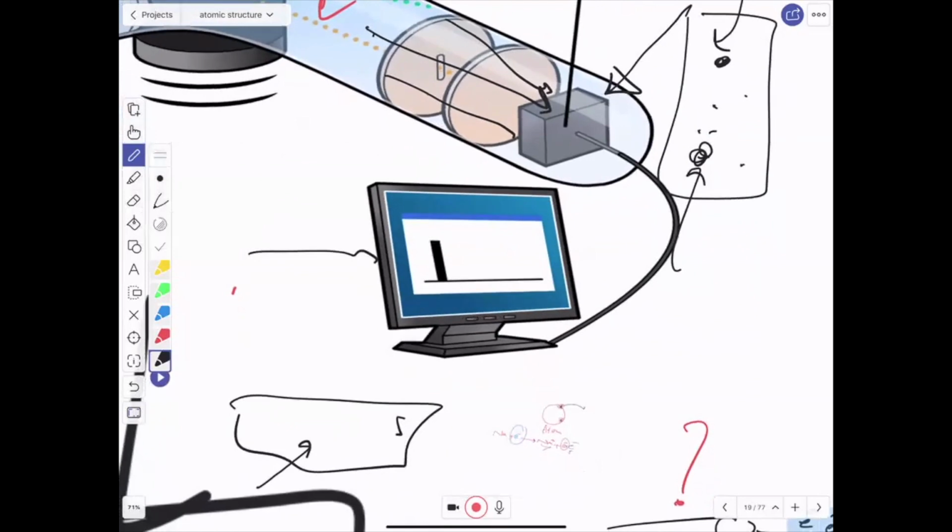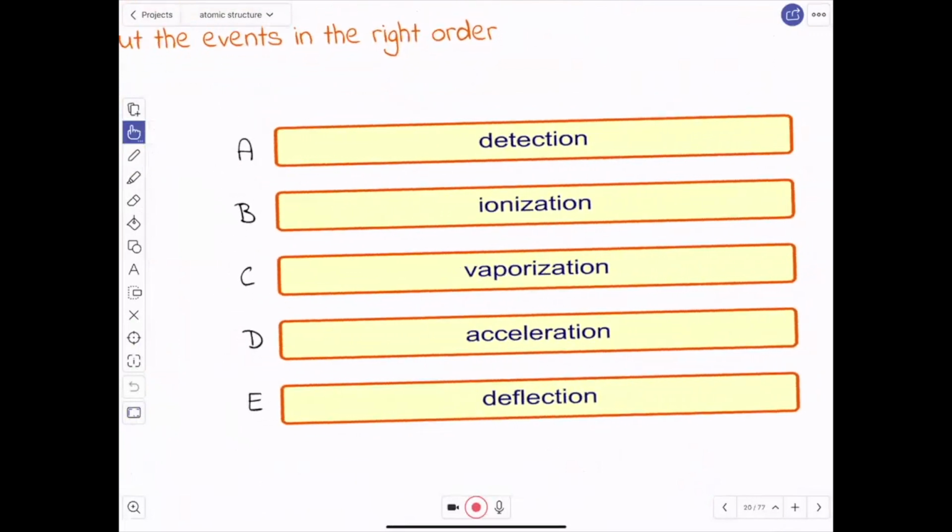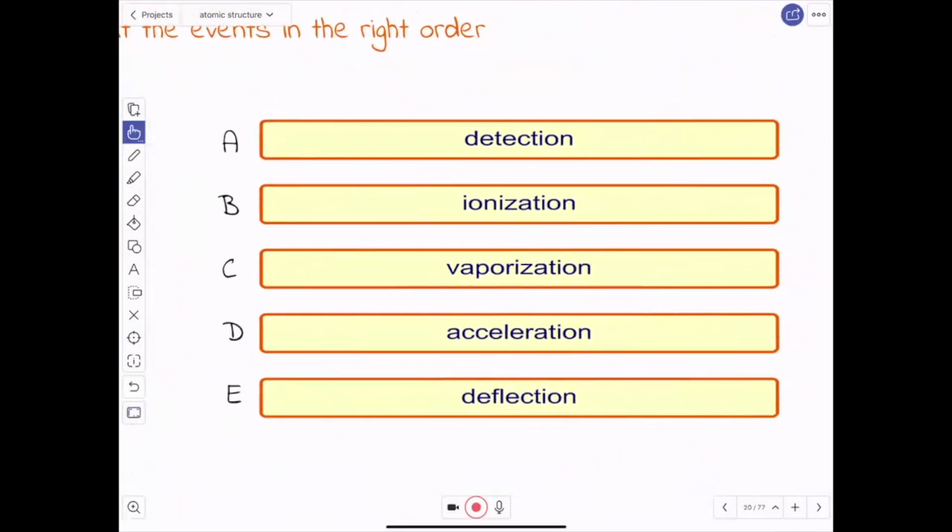All right, so let's first try to put the events in order, and then we revise this whole mass spectrometer thing. So which do we expect to be the first event here? C. Event C is number 1, all right? Then what was the second event?